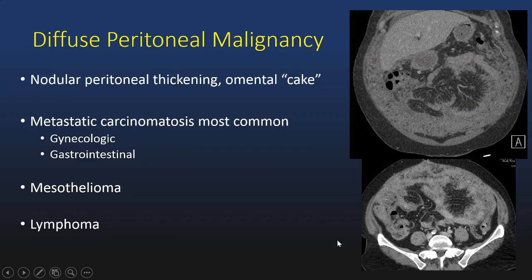And really, the key differentiator between an infectious peritonitis and that of peritoneal carcinomatosis is the nodularity. Certainly someone with a known malignancy would be a telltale indicator that you're dealing with cancer, but ultimately soft tissue sampling may be warranted.